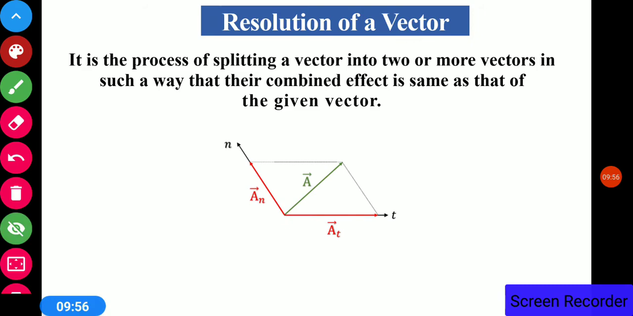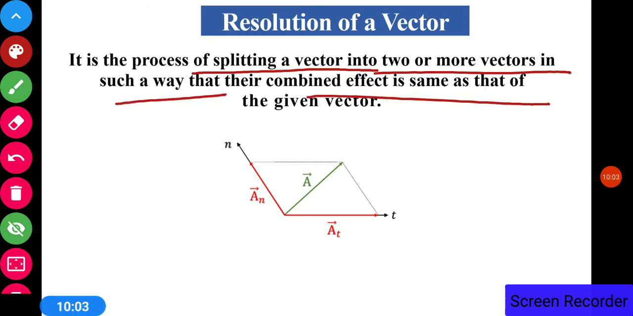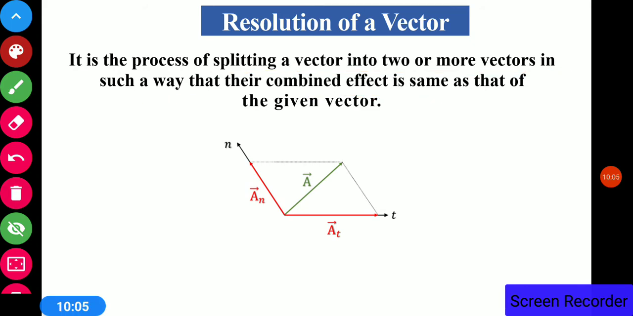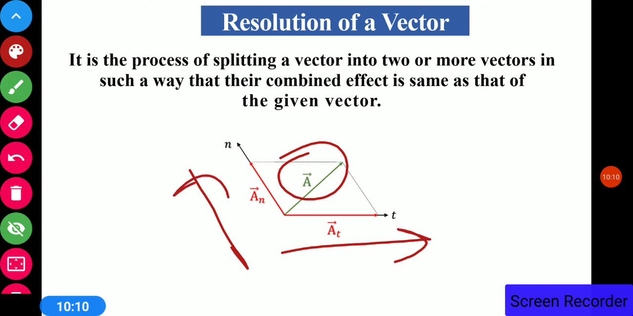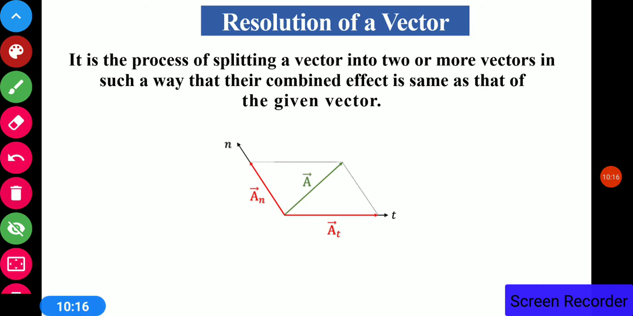Now resolution of a vector means the splitting of a vector into two or more vectors in such a way that their combined effect is the same as that of the given vector. That means if vector A is split into vector A1 and vector A2, when you add A1 and A2, it will give you the vector A.